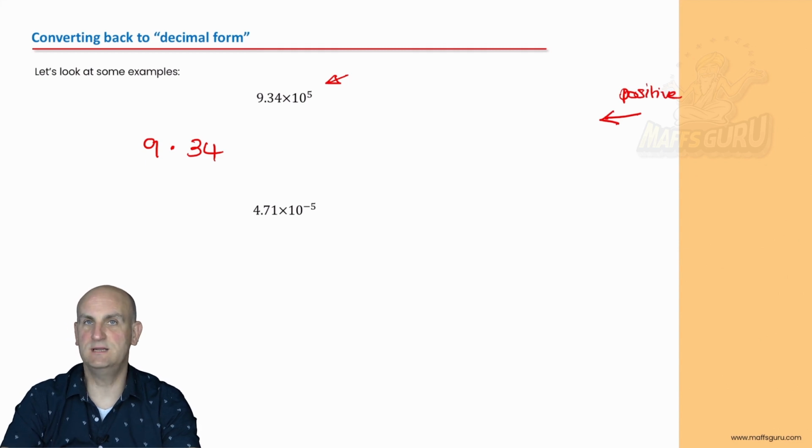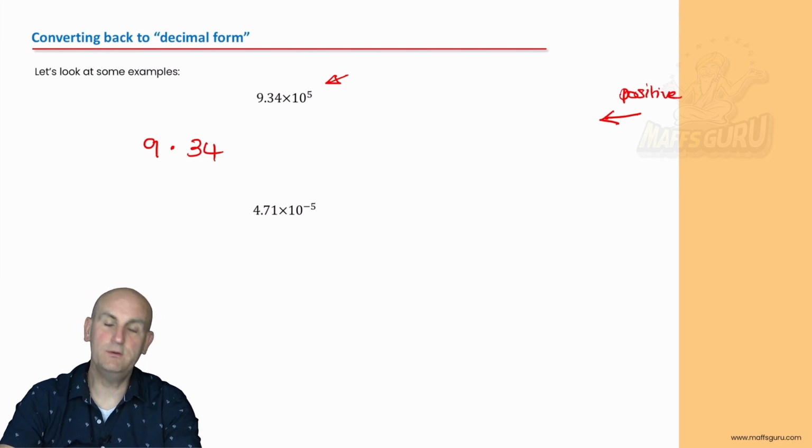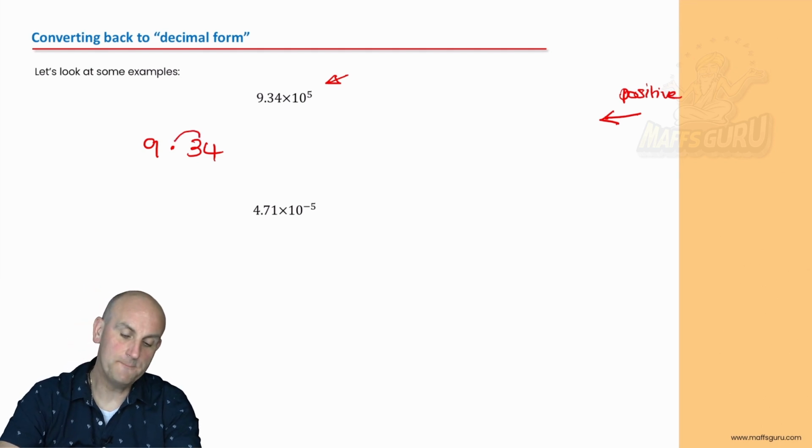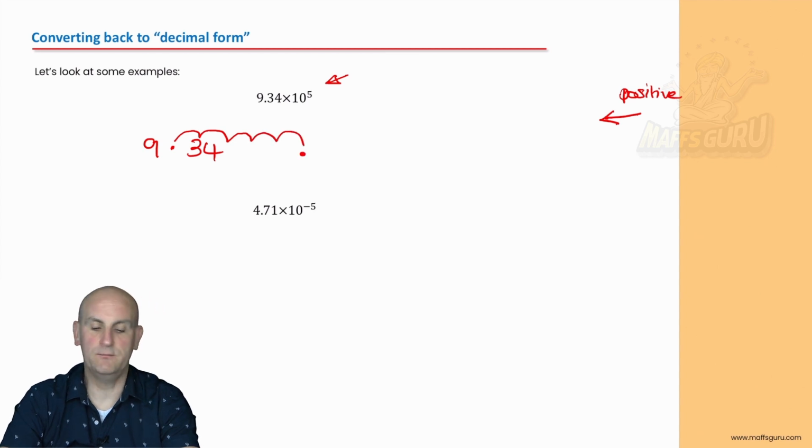Which way am I going to move my decimal point? To the right. So how many places am I going to move it? Well, 5. The power is 5. Let's move it 5 places. 1, 2, 3, 4, 5. So that's where my decimal point now moves to. And next thing I say, well, hold on a moment. It's jumped over 3 spaces.